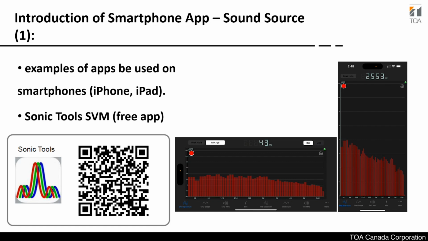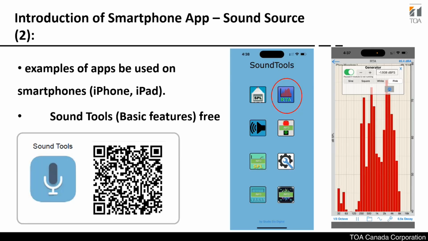This is a free version called Sonic Tools. You can download it from the Apple Store; it is not from the Play Store. It is a free smartphone app that can perform acoustic measurement. As you can see, when you launch this app, you can check the sound pressure, the sound dB, and also the frequency response. So this is one of the apps you can prepare to install on your smartphone.